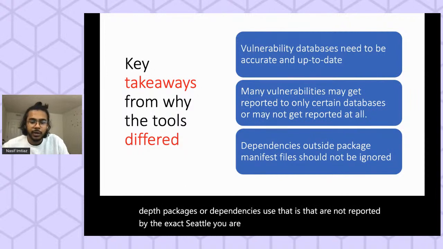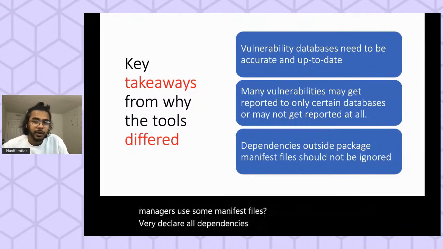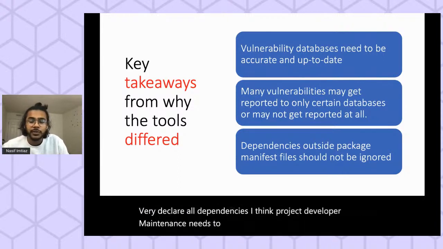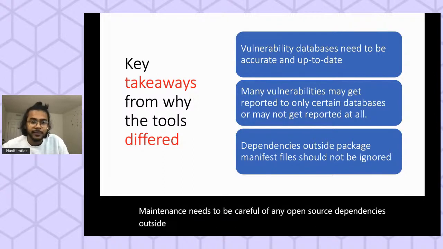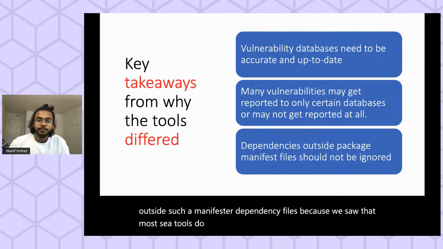Finally, while modern package managers use manifest files where they declare all dependencies, I think project developers and maintainers need to be careful of any open source dependencies outside such manifest or dependency files, because we saw that most SCA tools do not pick them up.